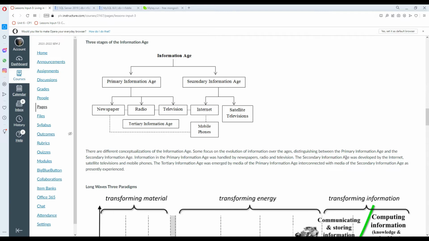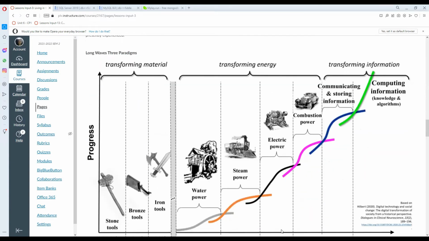The secondary information age was developed by the internet, satellite TVs, and mobile phones. The tertiary information age emerged when the media of the primary information age interconnected with the media of the secondary information age, as presently experienced. So the connection of the internet and newspaper or printed media came together to form the tertiary information age through the use of mobile phones.